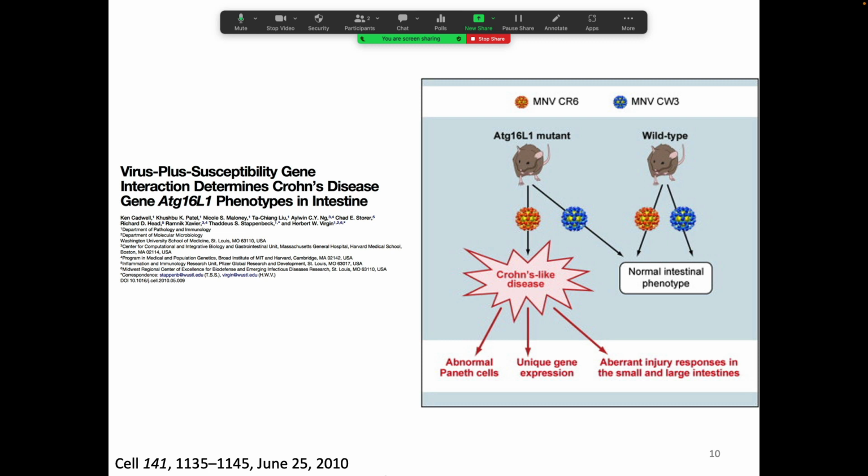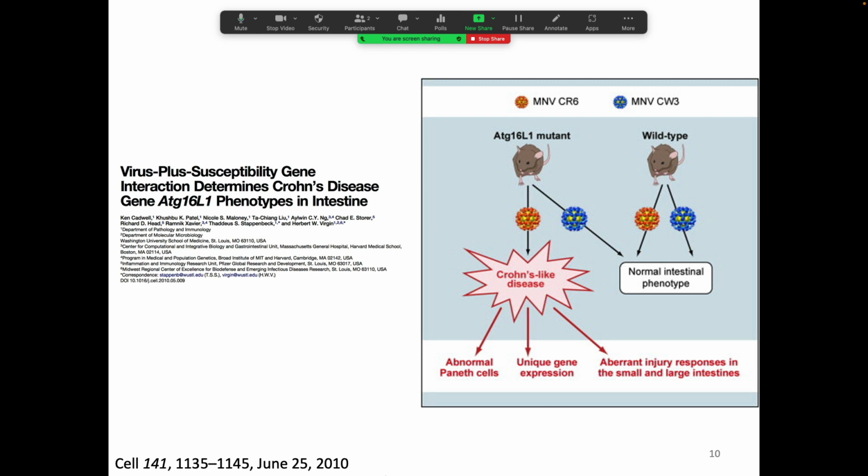You can also imagine mice that had genetic susceptibility. If those mice got infected with one variant of the virus, they were fine. But if the mice got infected with a different variant of the virus, they seemed to get Crohn's disease. And so this is what I wanted to say about the idea that it's a little bit hard to come up with the initiating event. Can I say, this gene gives you Crohn's disease?